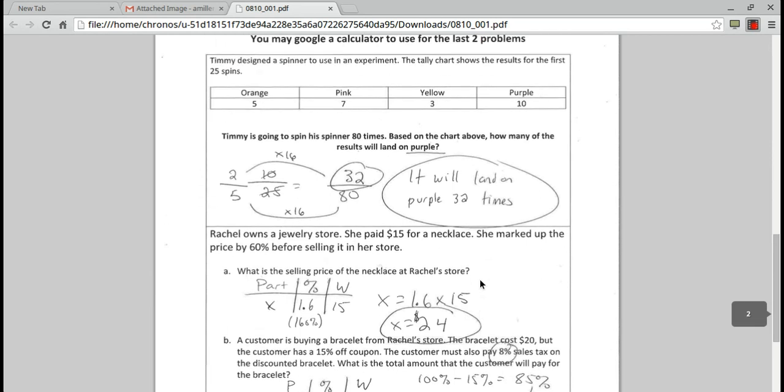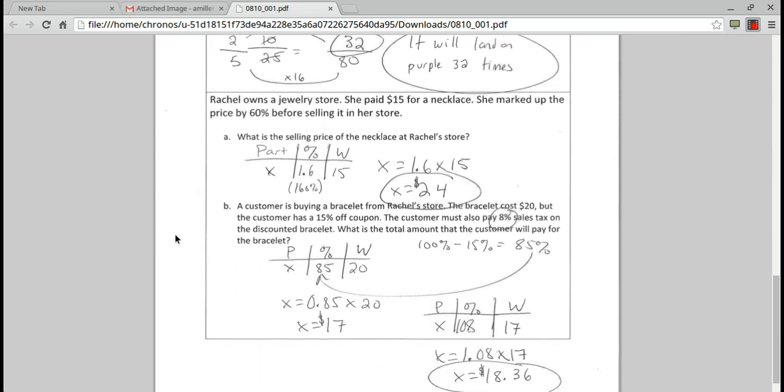The last 2. This one we were predicting if it happened 80 times, how many times would it land on purple? I first used my equation. I saw that 10 out of the 25 times up here, it landed on purple. I couldn't take 25 times anything to get 80, so I simplified to 2 over 5. Then I could do 5 times 16 to get to 80, and then I do the same thing on top, which means it's going to land on purple 32 times.